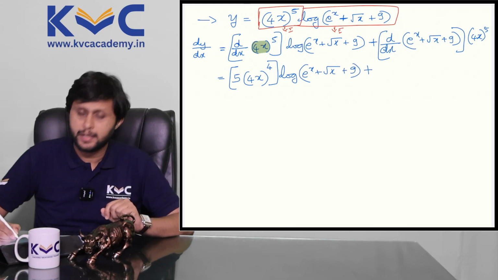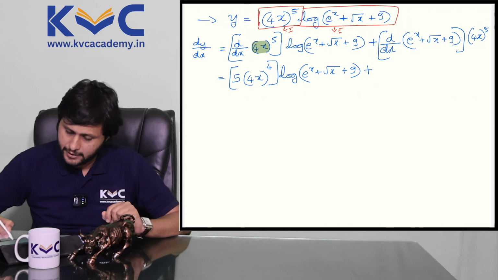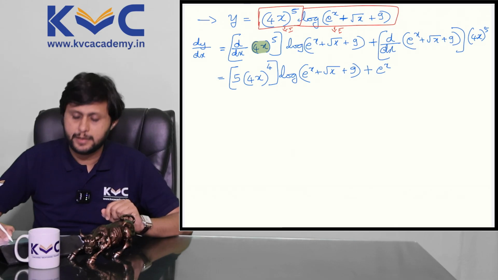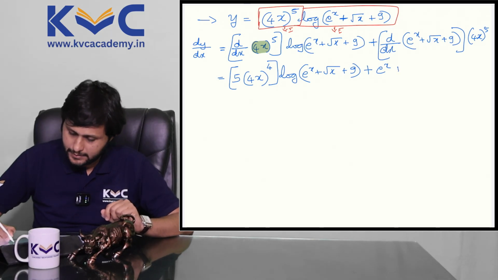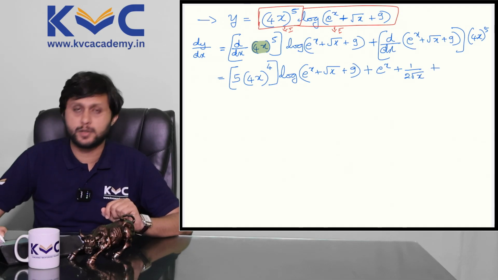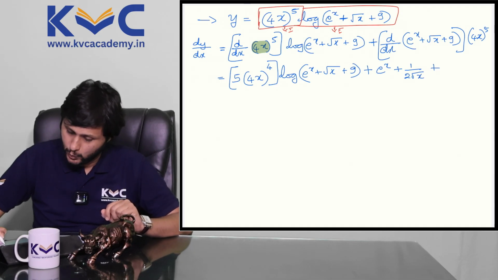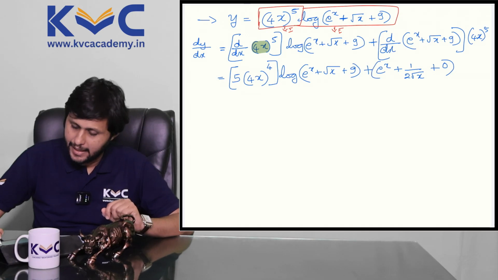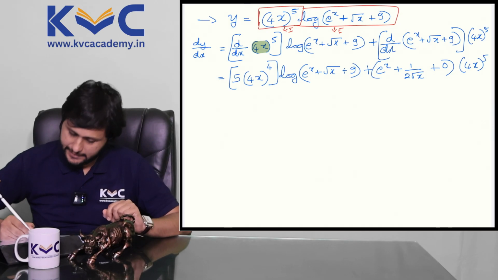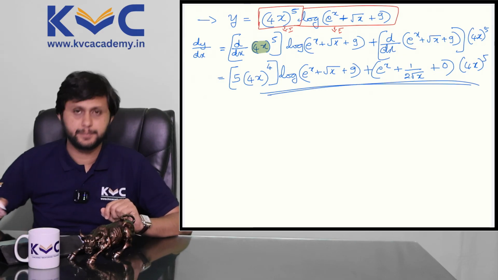Correct. Okay. Now differentiate this e to the power x. Differentiation of e to the power x is e to the power x. Differentiation of root x is 1 by 2 root x, and differentiation of 9 is 0. And 4x to the power 5. This is the final answer.